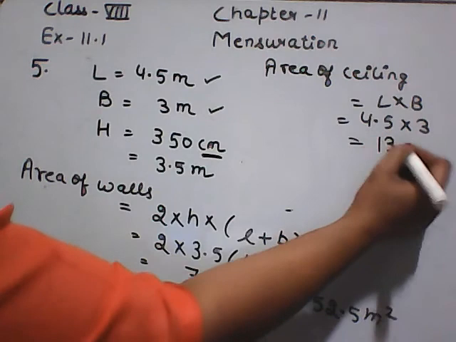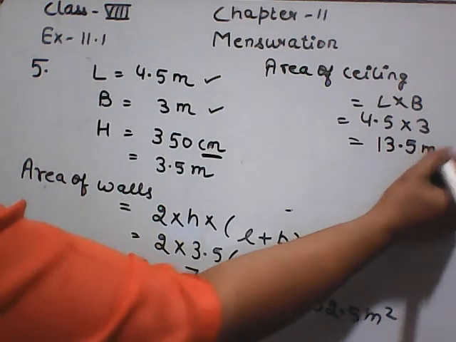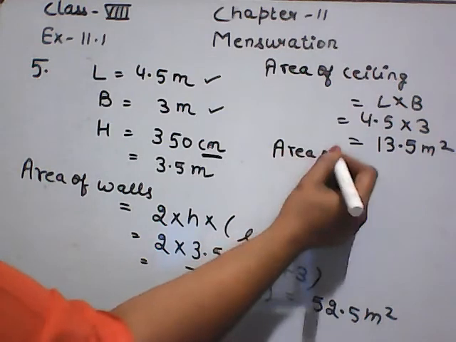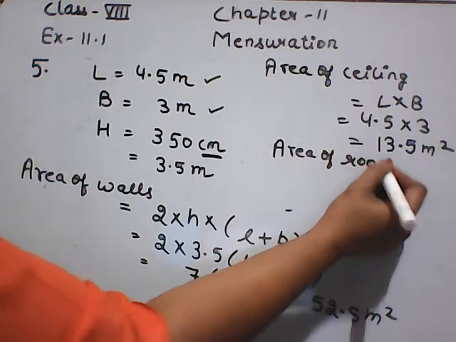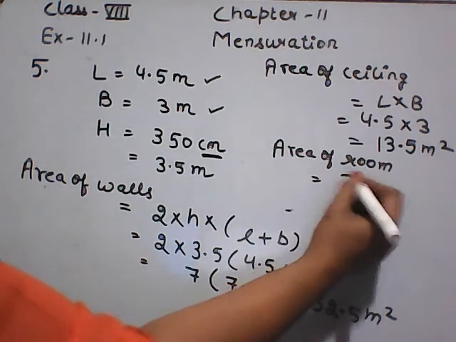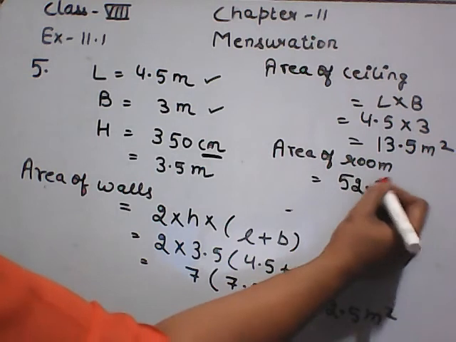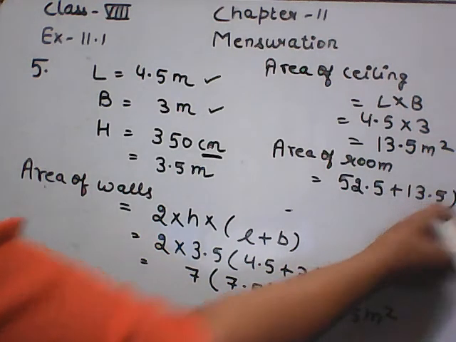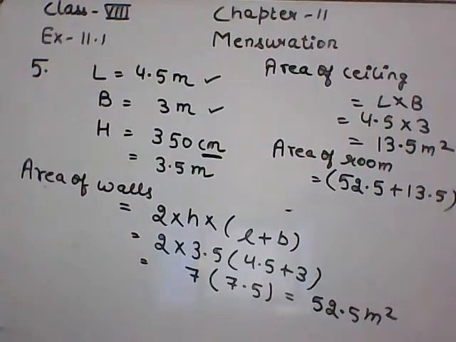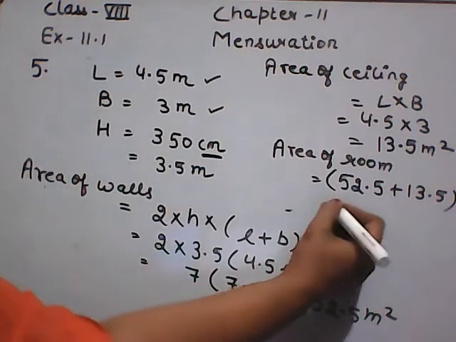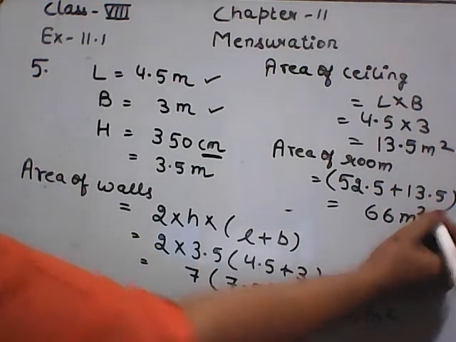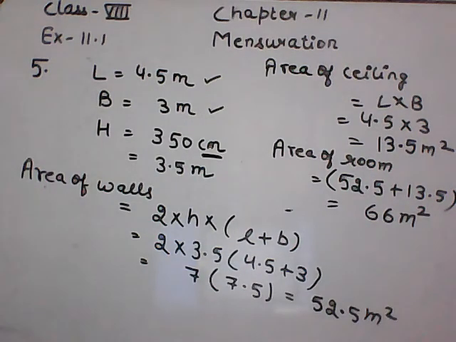Now the area of the room that you have to plaster is the area of the walls plus the area of the ceiling. Area of wall is 52.5 and area of ceiling is 13.5. 52.5 plus 13.5 is 66 meter square. Now you have to plaster 66 meter square.